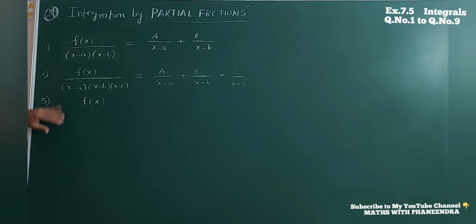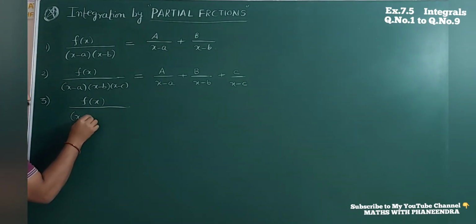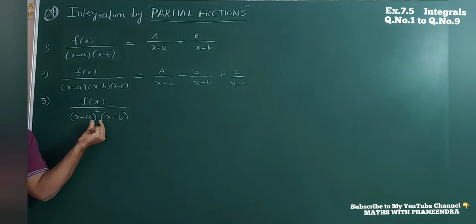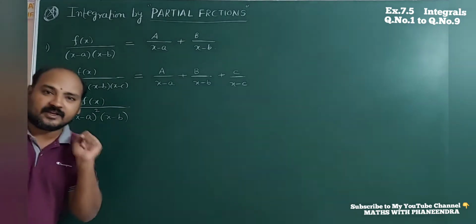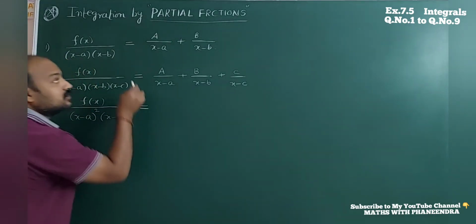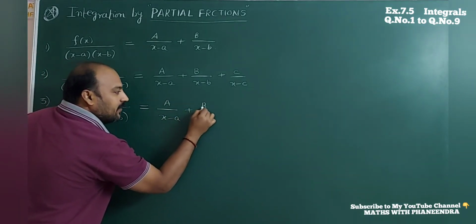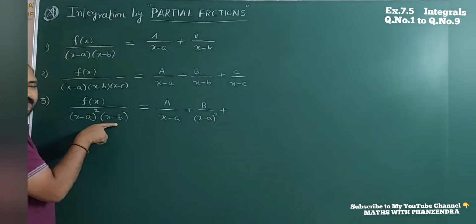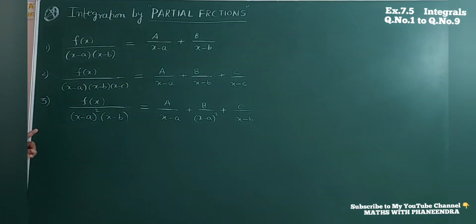But in the third case, among the linear factors, one of the factors is repeating. Like this, x minus a whole square into x minus b. So, among the x minus a whole square and x minus b, x minus a is repeating. X minus a whole square means x minus a into x minus a. It is repeating. Whenever the factor is repeating, we can write like this in partial fractions. Capital A by x minus a plus capital B by whatever the factor is repeated, again you can write it. X minus a whole square plus the rest of the fraction, linear factor, C by x minus b. I hope you understand that.